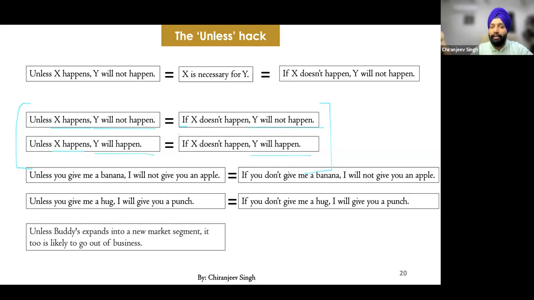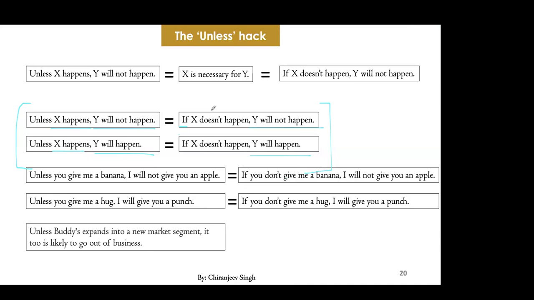For example, unless Buddies expands into a new market segment, it too is likely to go out of business. So if we convert this into if-then, what will we have? Anybody? How will we make it into if-then? If Buddies does not expand into a new market segment, it is likely to go out of business.